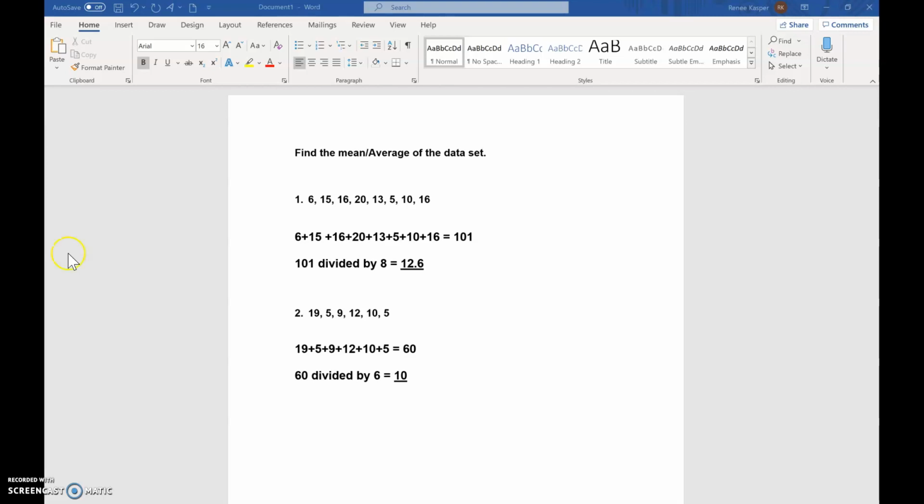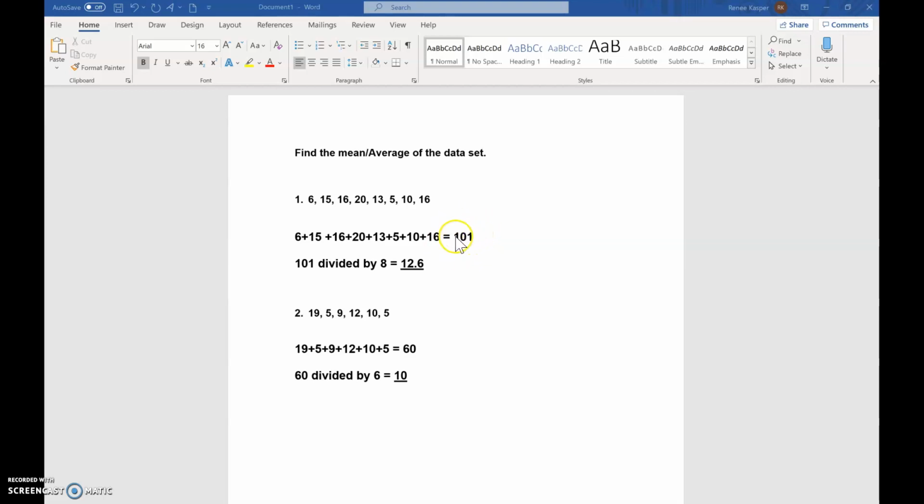If you see here in this first problem, this is actually right off of your mean worksheet, that first one. So 2 easy points here by getting the answer through this video. To find the mean, we're going to simply add up the numbers in the data set. So 6 plus 15 plus 16 plus 20 plus 13 plus 5 plus 10 plus 16. And I came up with 101.